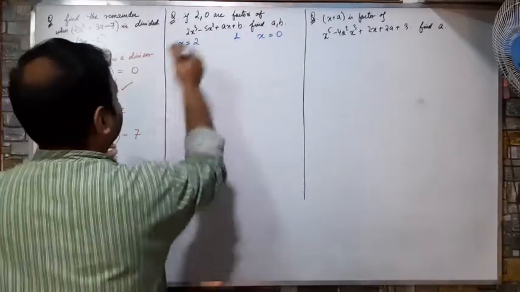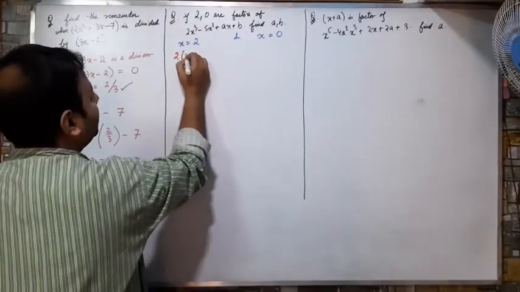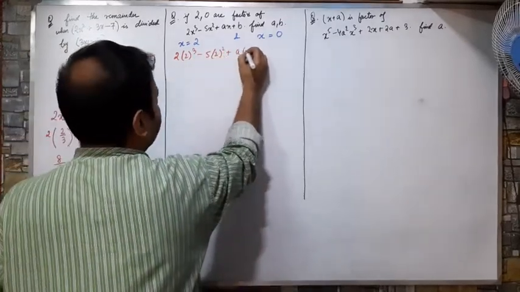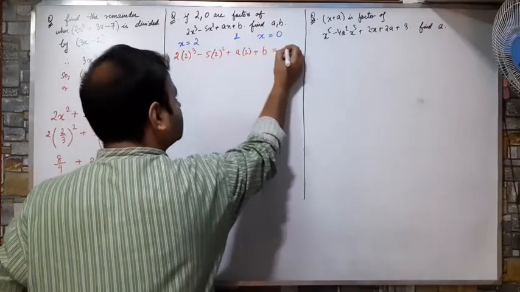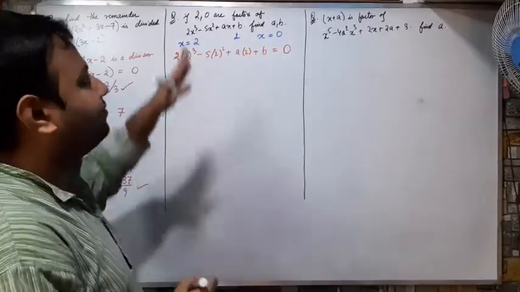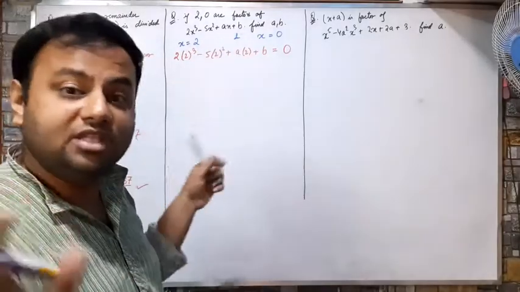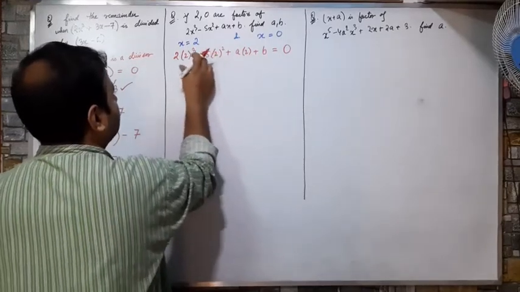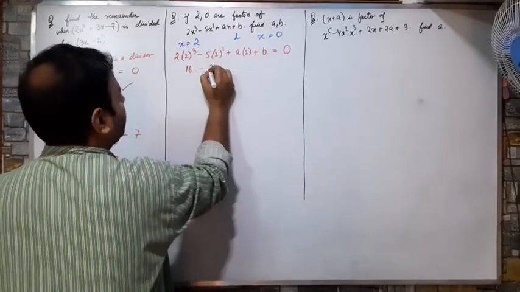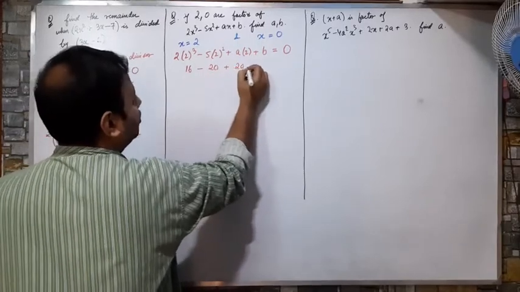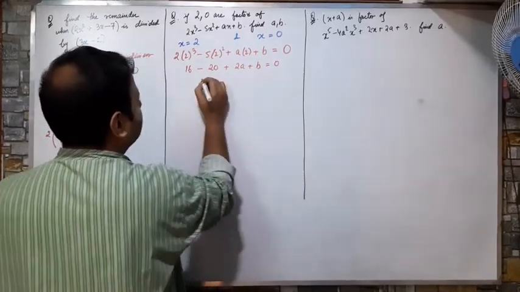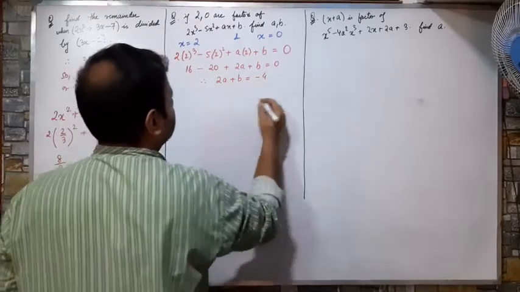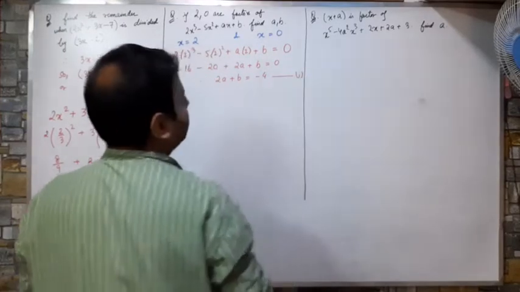So when x equals to 2, let us put 2 into 2 cube minus 5 into 2 square plus a into 2 plus b equals to 0. Why 0? Because it is given factor, and factor means the remainder will be 0. So on solving I am getting 16 minus 20 plus 2a plus b equals to 0. So I am getting 2a plus b equal to minus 4. So this is my equation number 1.